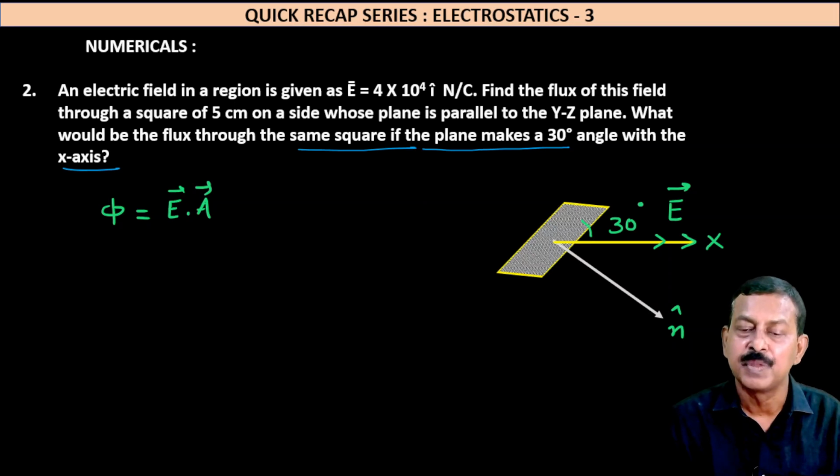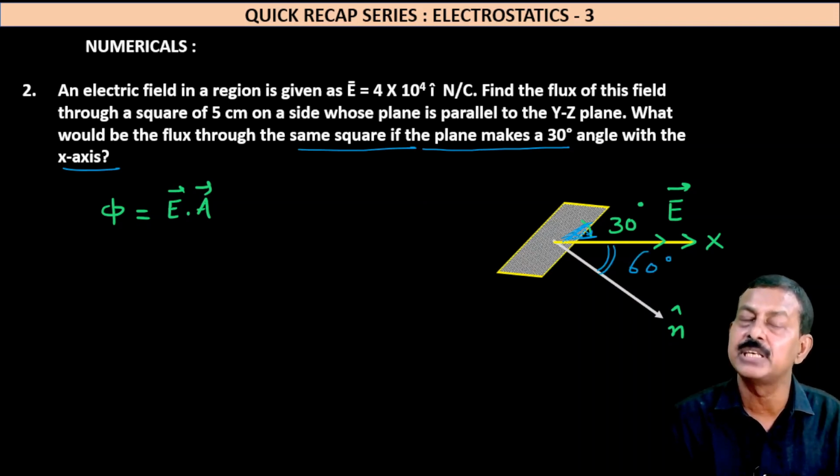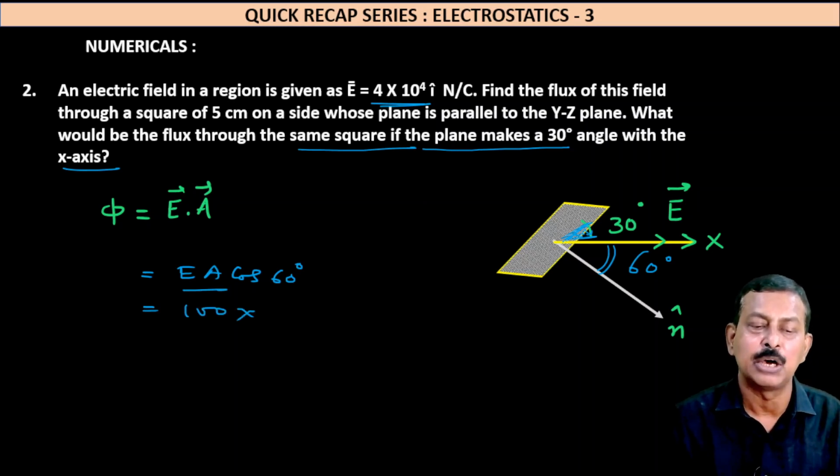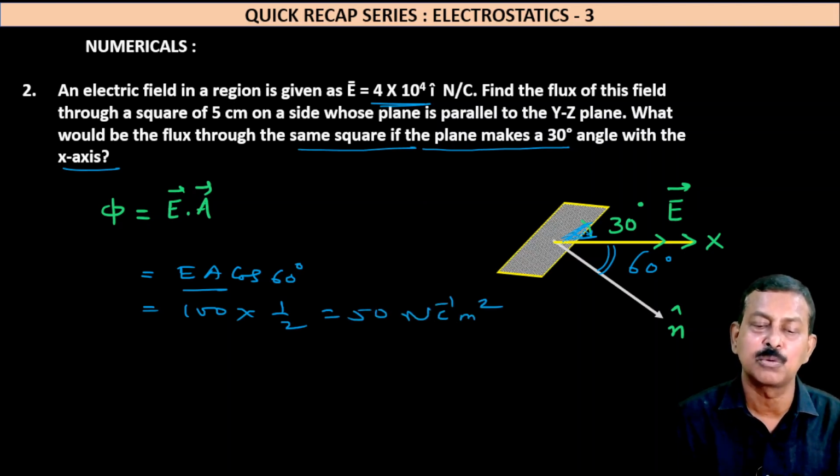Remember, if the plane is making an angle of 30 degree here, it means the vector area will be making an angle of 60 degree with the x-axis. That is the electric field direction, because electric field is in the x-axis direction. So for this particular case, it is now EA cos 60 degree, not EA cos 0. This we have already calculated. It is 100. Now it is cos 60, that is half. So it is 50 Newton per Coulomb meter square.